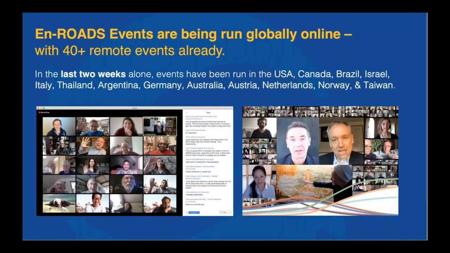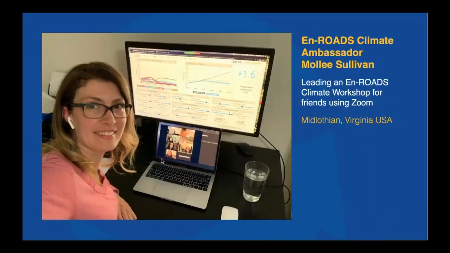Here's some other examples of En-ROADS workshops that have been run. Some have been run by the Climate Interactive team, and others, maybe people like you out there, have already registered your events and run them. In the last 2 weeks alone, we've had events in the United States, Canada, Brazil, Israel, Italy, Thailand, Argentina, Germany, Australia, Austria, Netherlands, Norway, and Taiwan. That's great, and I hope that you all listening in will help us expand our geographic reach and reach even more people through these online events.